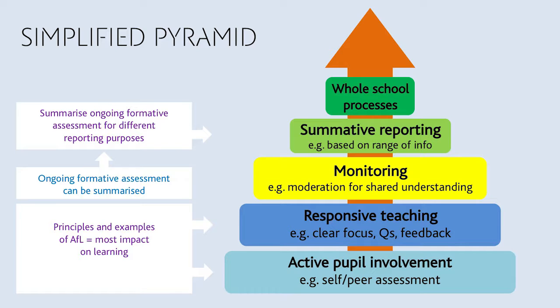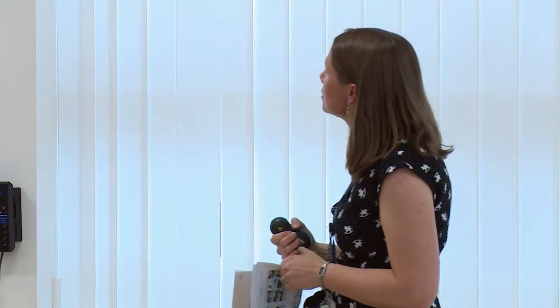Moderation discussions and different ways of working there, and then leading to summative reporting, which is based on a range of information. It's valid because it's based on a range of activities. It's based on working scientifically as well as other areas, and it's reliable because we're agreeing with each other, we're comparing it with criteria across schools and across year groups, and hopefully it's manageable because you can see examples of what it looks like.